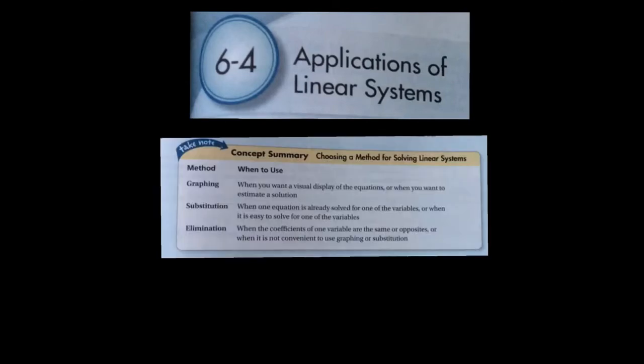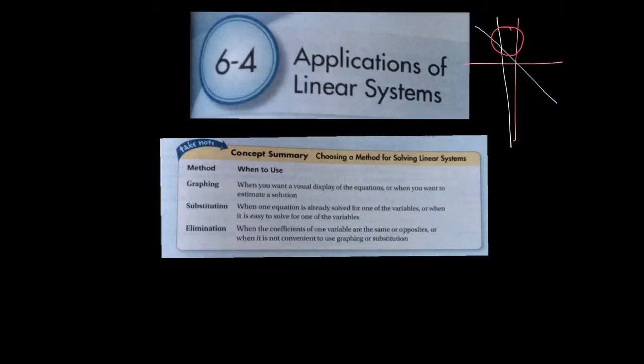So let's look at a little concept summary of choosing a method for solving linear systems. We have graphing, and when we want to use it is when you want a visual display of the equations or when you want to estimate a solution, right? Because if we have two lines on the graph, where they intersect, that point is the solution. So if we're dealing with some sort of data or a situation where we want to see that intersection or estimate that, then graphing would be a good method, right? But it's not as exact as substitution and elimination.